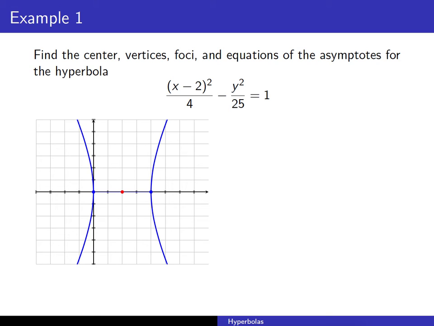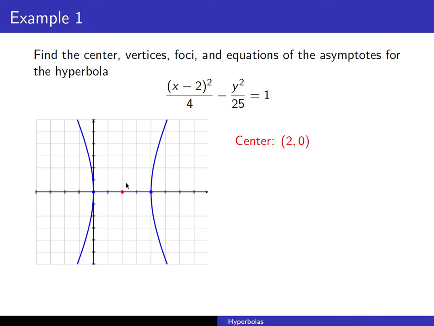Well, we can always graph this, and our center is going to be at (2, 0). So remember, we take whatever's after the x, take its opposite. So the opposite of negative 2 is 2, and with y we have nothing after that, so 0 for the y coordinate of the center. So (2, 0), as illustrated here in red.